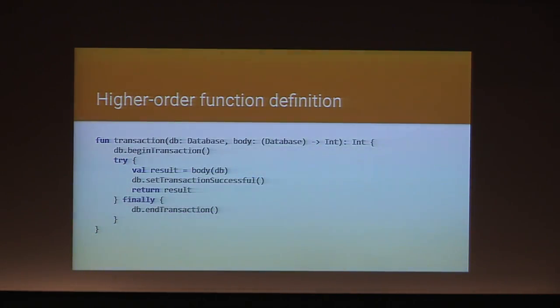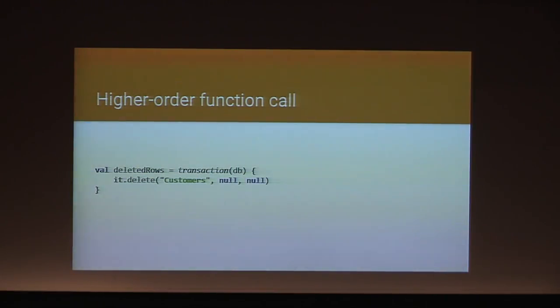There is an equivalent code in the Android KTX extension library. It's just a function performing a transaction, and the body of the transaction is actually a function passed as argument. And as you can see, it's taking a database as argument and returning an int. When we need to call that higher order function, we have a syntax like that. And here we have a lambda expression. The lambda expression is actually the function.